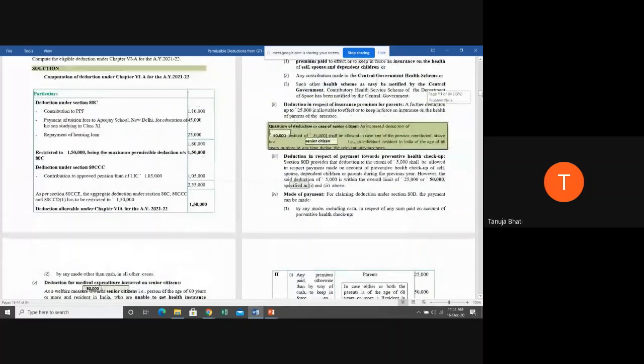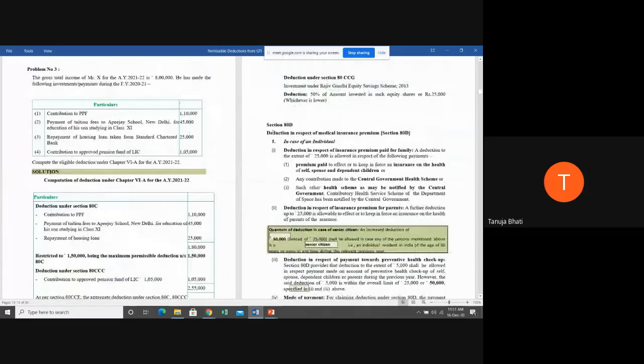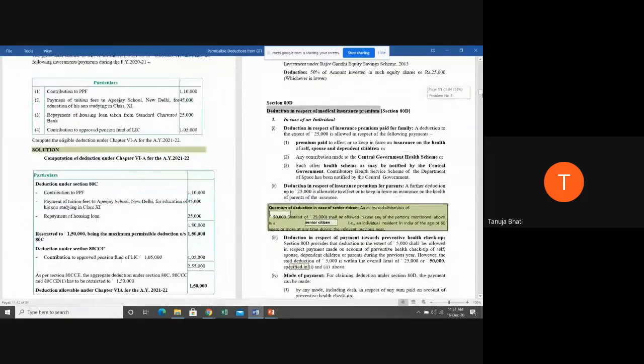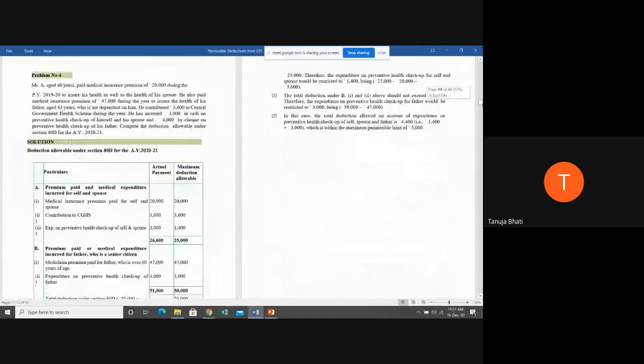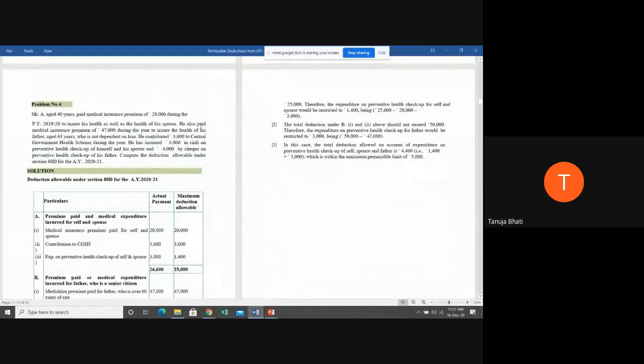So 80D is nothing but, remember students, deduction in respect of medical insurance premium. Did everyone understand section 80D? Yes, students, did everyone understand section 80D? Yes, ma'am. Okay.